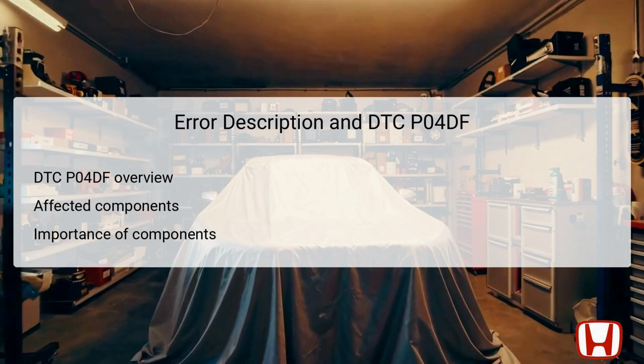DTC P04DF signifies that the EVAP system experiences an excessively high purge flow. The components involved include the EVAP canister purge valve and the evaporative leak check module. The EVAP canister purge valve is essential for controlling the flow of fuel vapors from the EVAP canister to the intake manifold during engine operation. This valve is typically housed near the engine bay, connected to both the fuel system and the intake manifold.